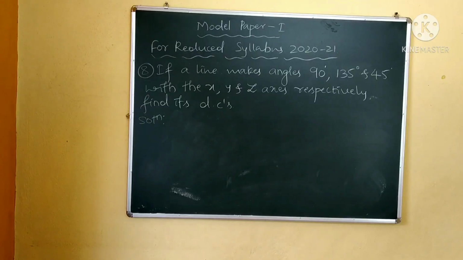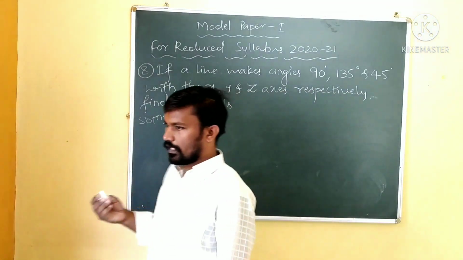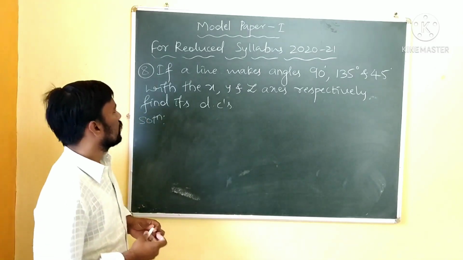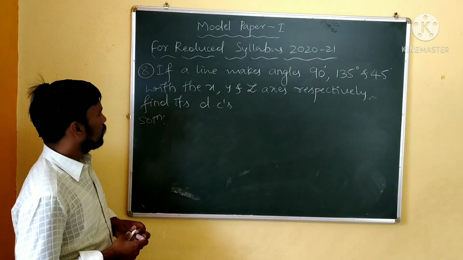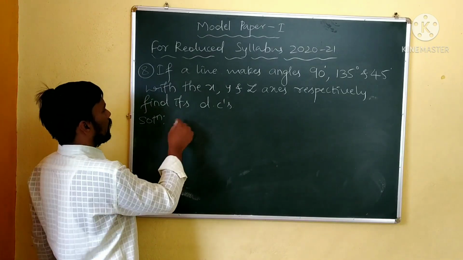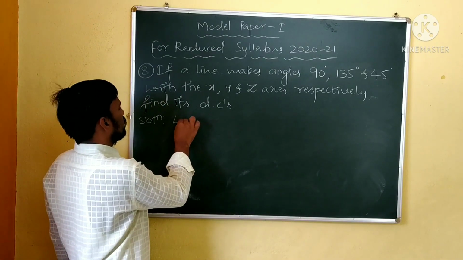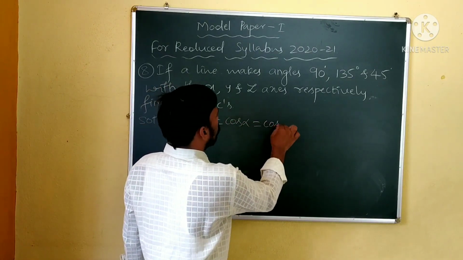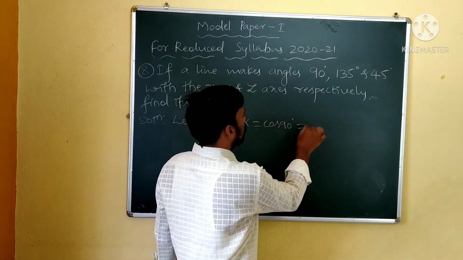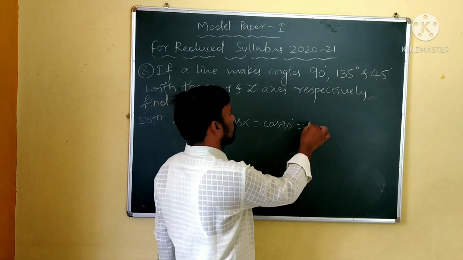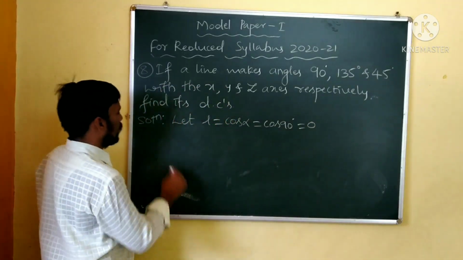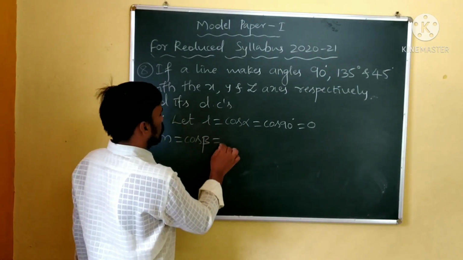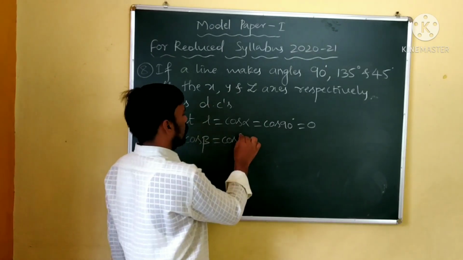Very simple. So look at the next question, number 8. If a line makes angles 90 degree, 135 degree, 45 degree with the x, y and z axis respectively, then find its direction cosines. The direction cosines are l, m, n. Let l is equal to cos alpha, which is cos of the first angle, 90 degree. Cos 90 is 0. And m is equal to cos beta, so cos of the second angle, which is 135 degree.